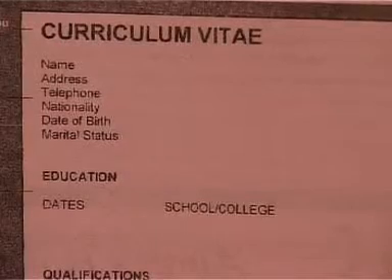See, for example, in the book or even in the module, you can see that in the CV it's written that you have to write your name, address, telephone, nationality, date of birth, marital status.